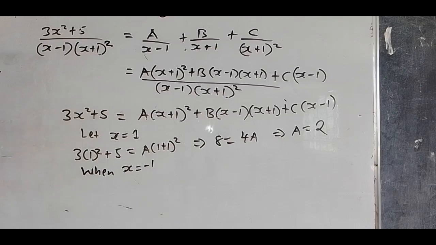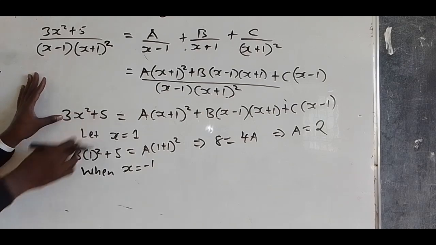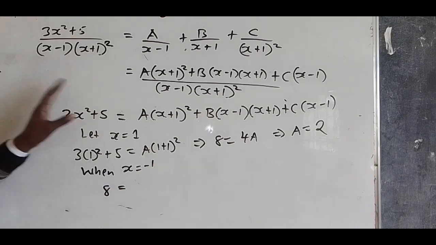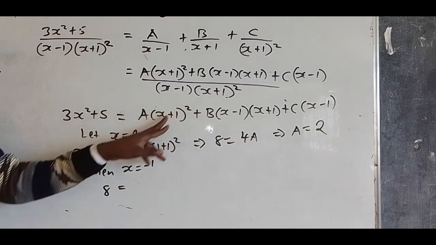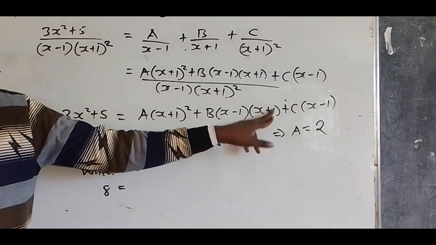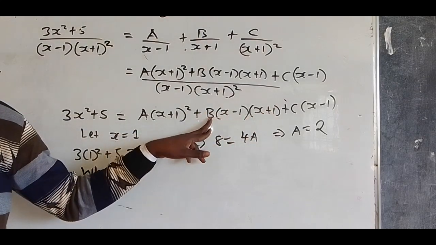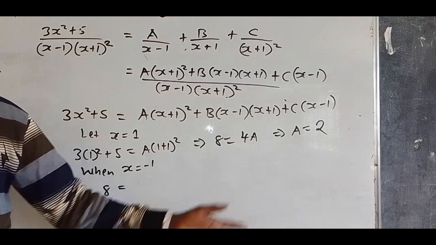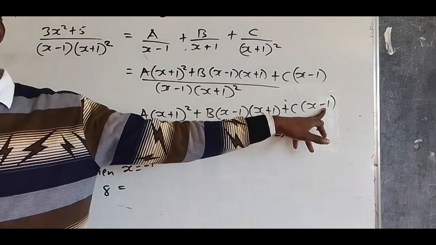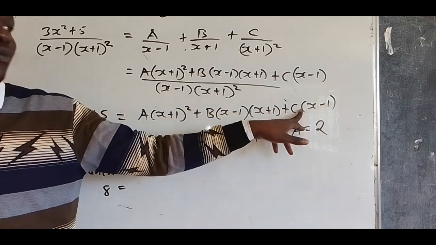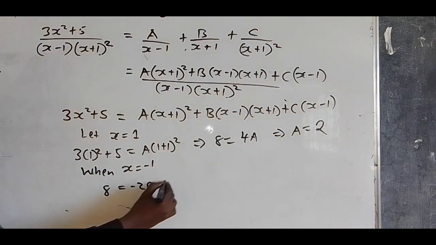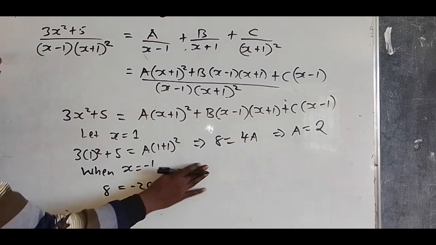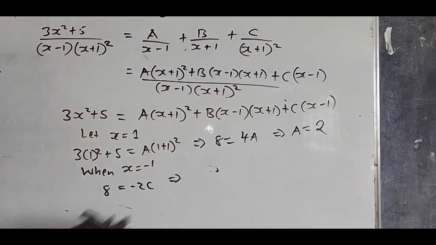So when x is negative 1, what do we have? Where there is x, put negative 1. We will have negative 1 squared will be positive, isn't it? So you remain with 3 plus 5, which is equal to negative 1 plus 1, the whole of this will go to 0, isn't it? Then here, negative 1 plus 1 is 0, meaning the whole of this will go to 0. 0 times everything will be 0, isn't it? Are you seeing that? So long as there's 0 in any of them, then the whole thing goes to 0. Then the last one, negative 1 minus 1 goes to negative 2, isn't it? So you now remain with negative 2 times c, negative 2c. So from this you can see, you divide both sides of the equation by negative 2 to get the value of c, isn't it?